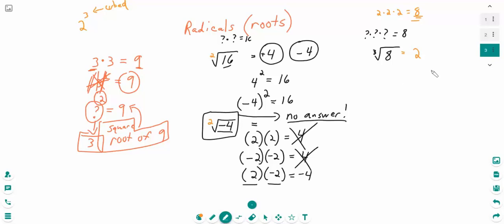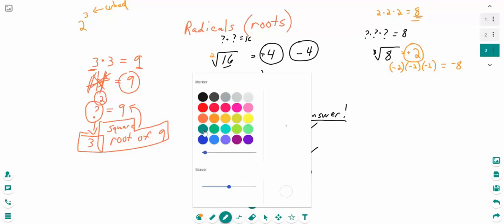Now again, could we argue that there might be a negative answer here? Like we did over here for the squared, we said there's a positive, but we could also say there's a negative answer to it. Well, in this case, there isn't a negative answer, because if I were to try to put a negative 2 multiplied by itself 3 times, what would I end up with? Negative 2 times a negative 2 is a positive 4, times a negative 2 is a negative 8, right? And that's not what we're looking for. We're looking for a positive 8. So in this case, we only have one possible solution. It's the positive 2. That would be our answer.